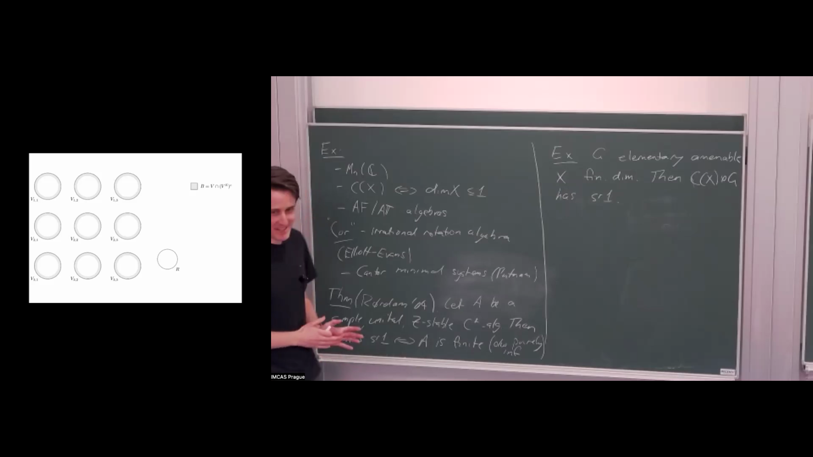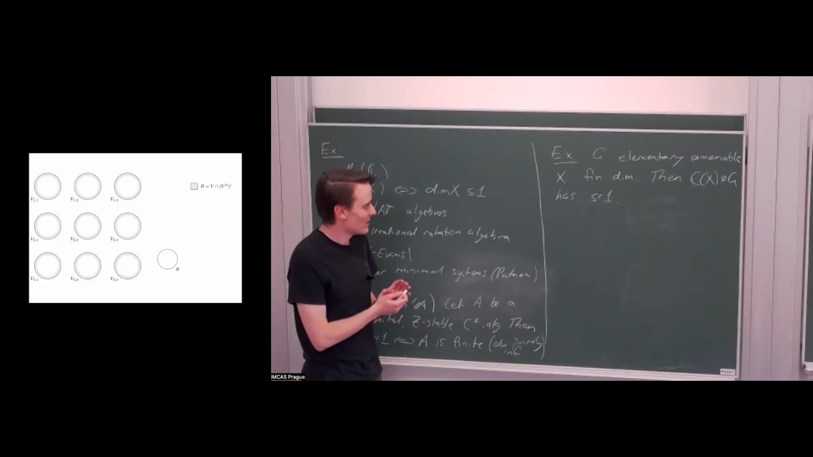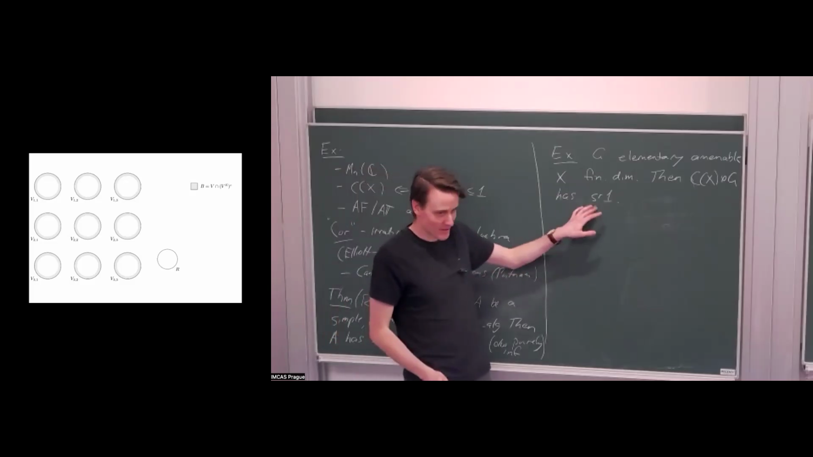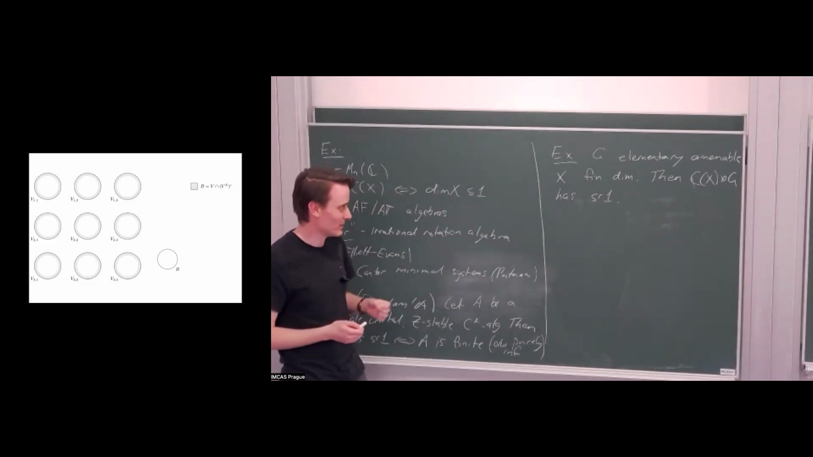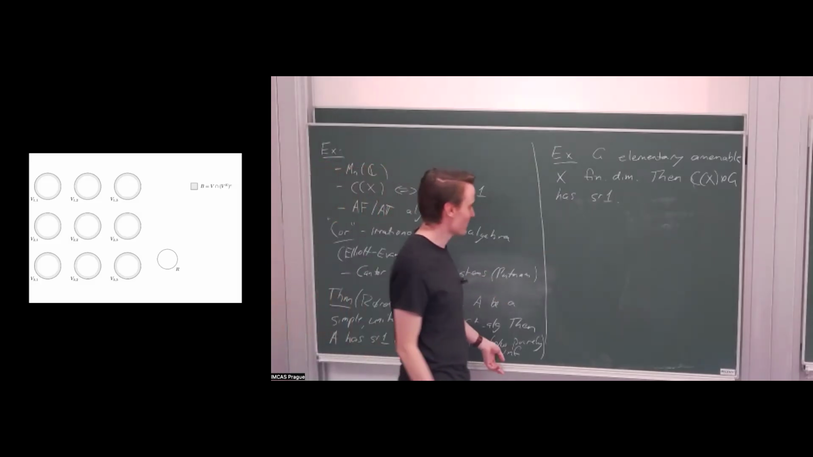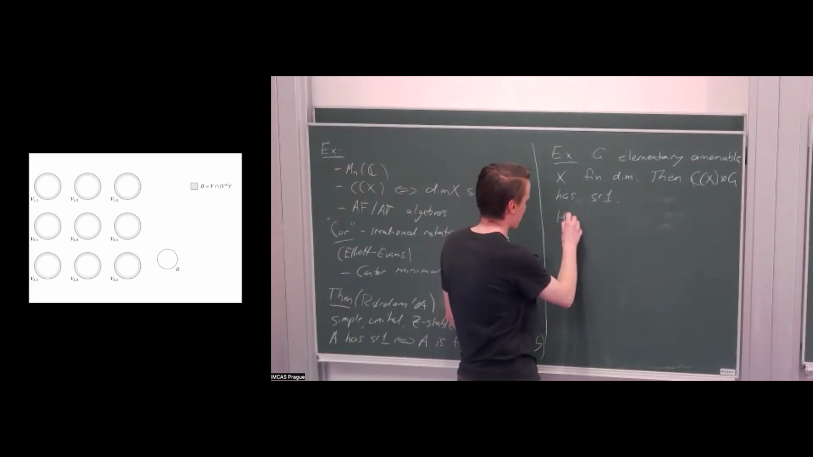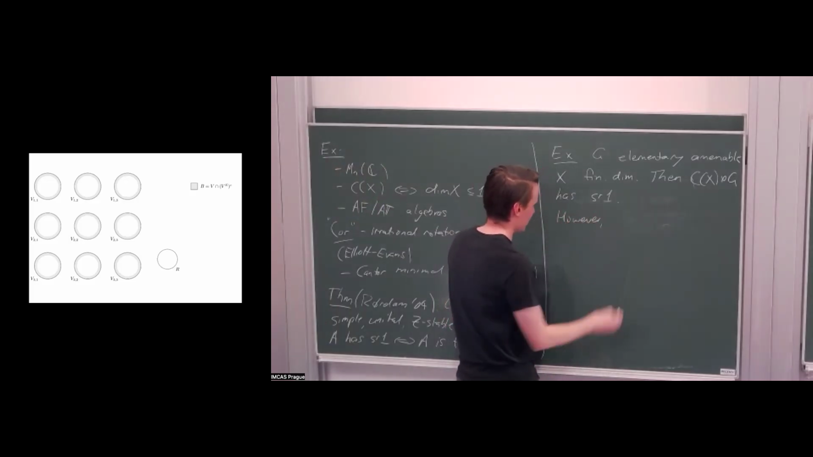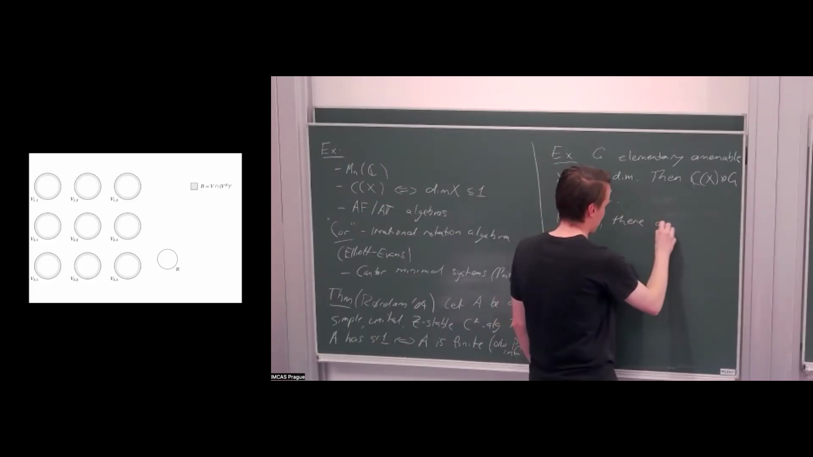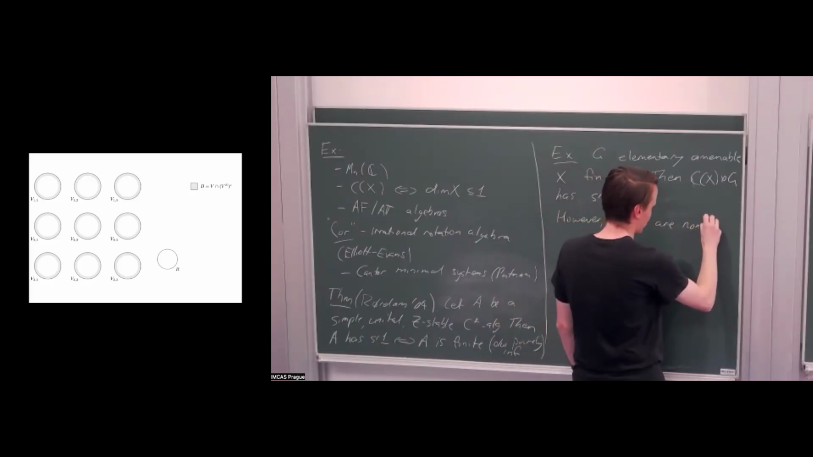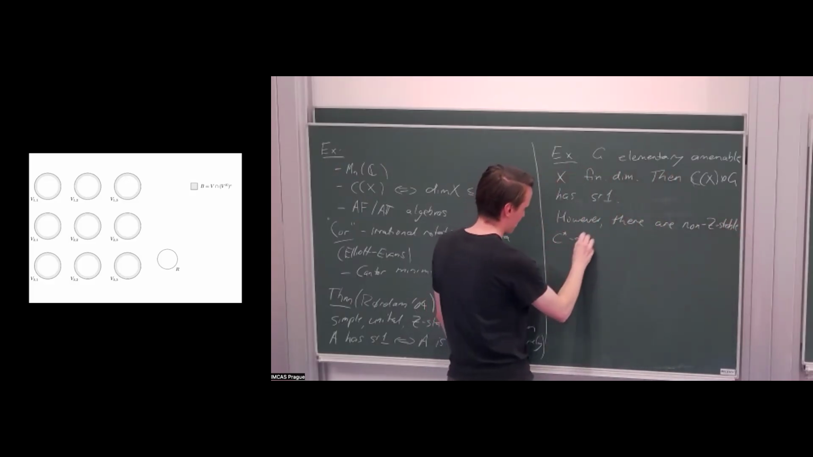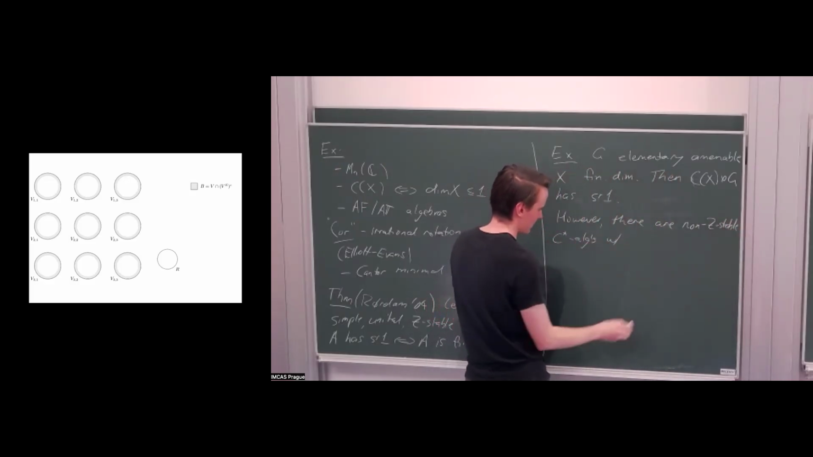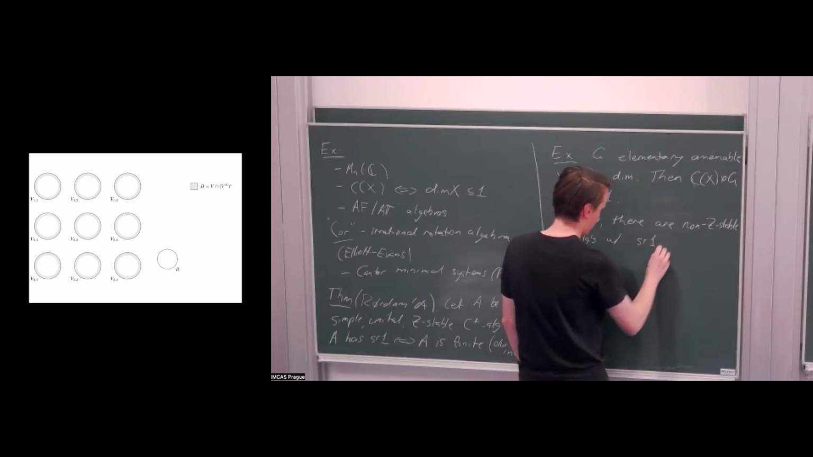Okay, so already we can see there are close connections between classification and this property of stable rank 1. But as I alluded to before, you should really think of stable rank 1 as a much weaker condition. And in particular, it's satisfied by a lot of non-Z stable, non-classifiable C-star algebras. So, however, there are non-Z stable C-star algebras with stable rank 1, even simple.